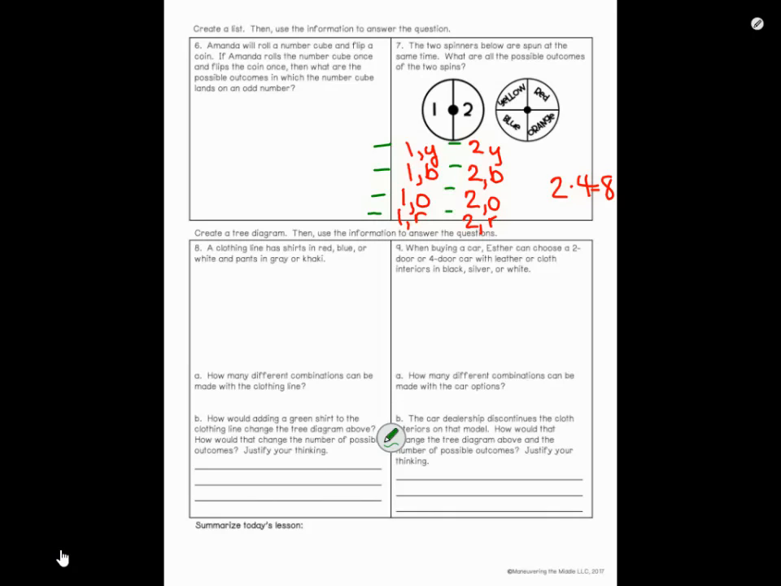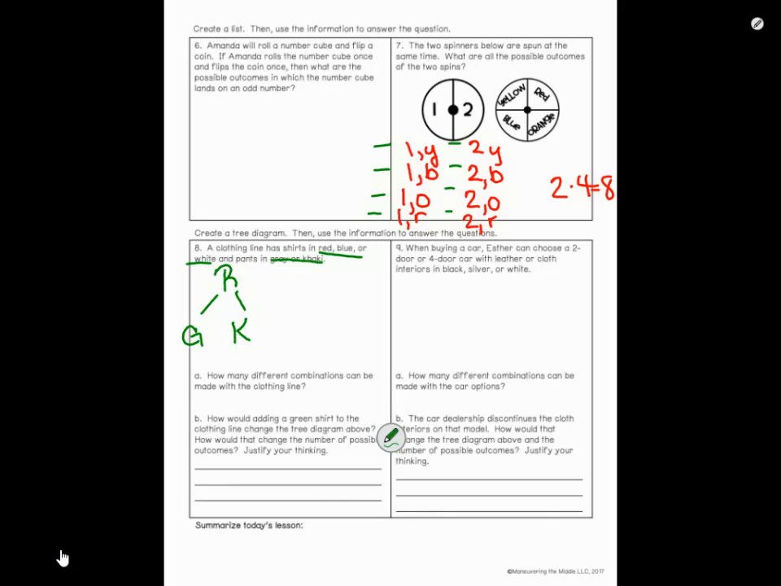Number 8. Then it tells us to create a tree diagram. Remember, a tree diagram has connections almost like a tree, like the branches. So it says a clothing line has shirts in red, blue, or white, and pants in gray and khaki. So we know that in our pants we have 2 different choices, and in our shirts we have 3. That should help you to already know how many possible outcomes you will have. However, we're going to set it up in trees. So for my red shirt, I know that I could have gray pants or khaki pants.